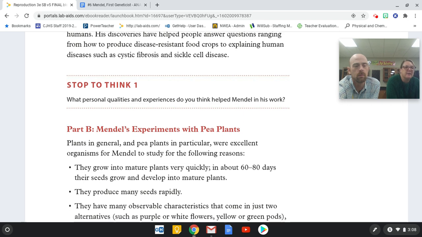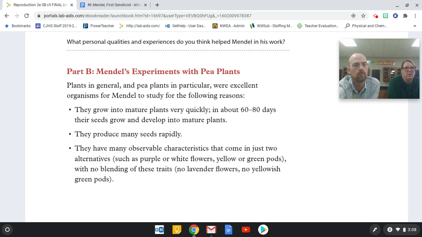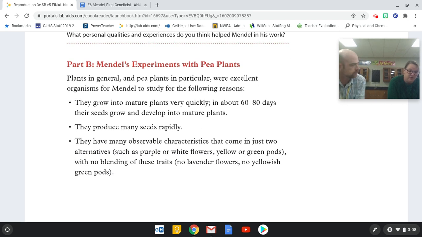Okay, welcome back. Now we're going to move on to part B. You should have already answered stopping to think question number 1. Part B, Mendel's experiments with pea plants. Plants in general, and pea plants in particular.